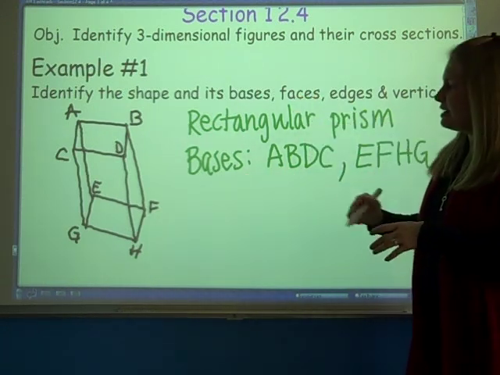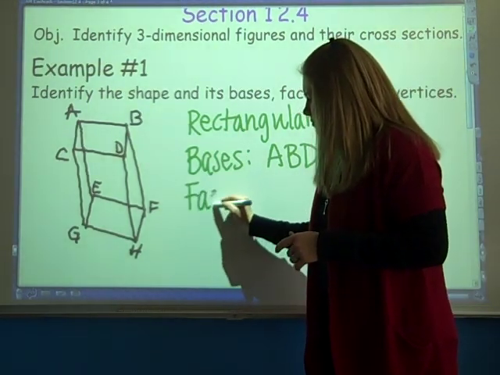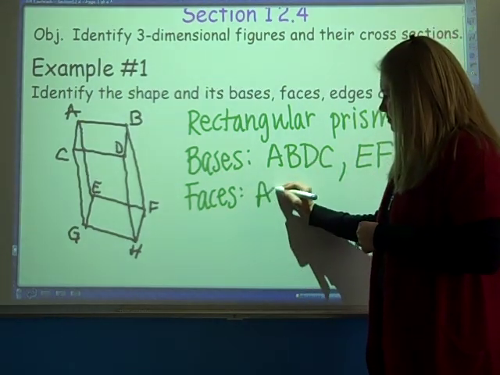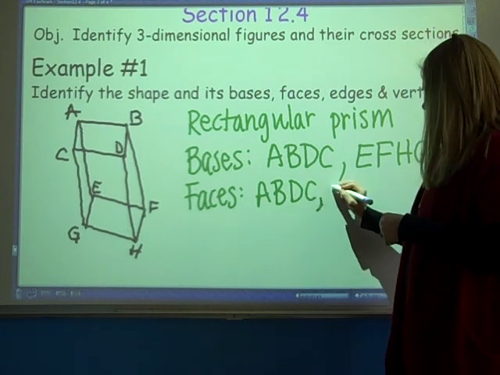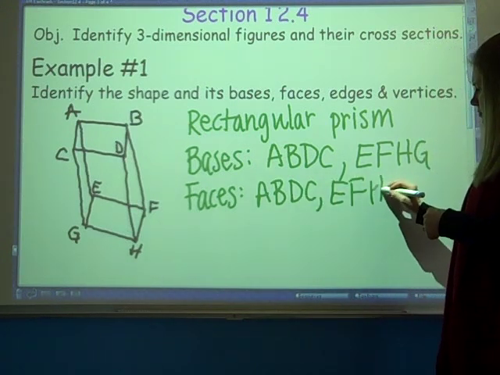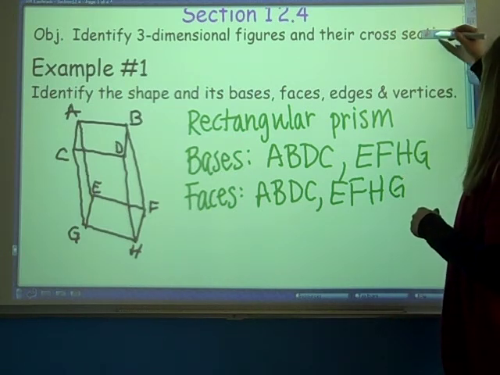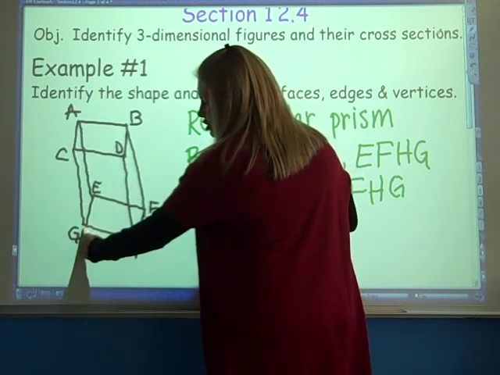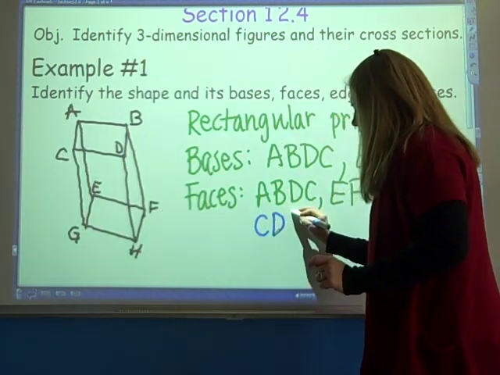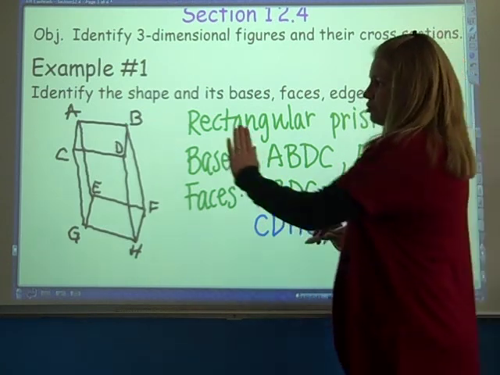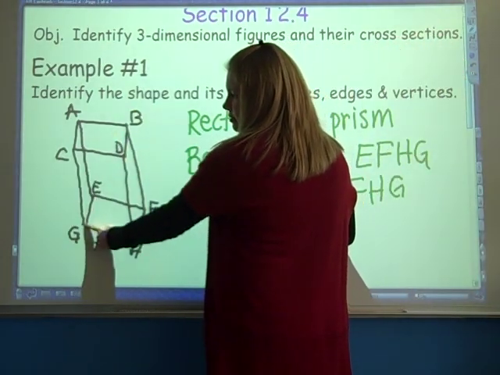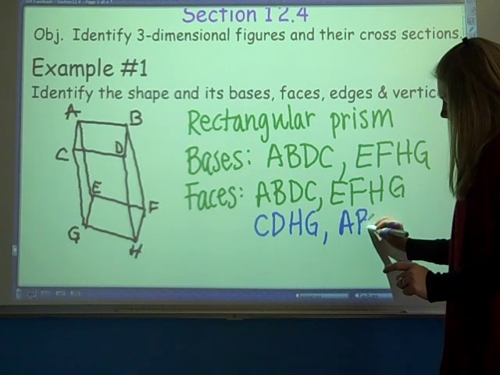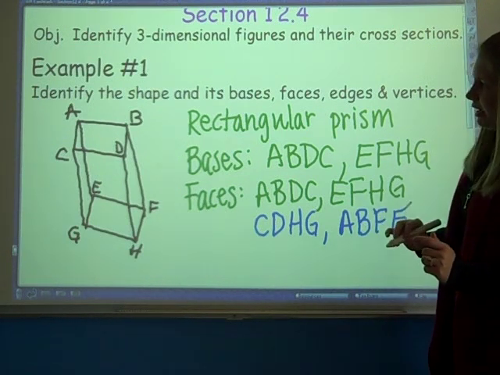Name all of the faces. The faces also include the bases, so we can write those down first. Okay, now let's do the front. The one that would be in front would be C, D, H, G. Now we'll do the one that would sit in the back that would run parallel to this one. That would be A, B, F, E. Okay, that's two more bases.